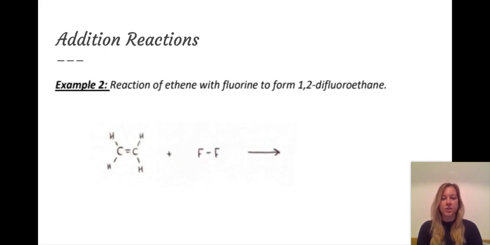Example 2, reaction of ethene with fluorine to form 1,2-difluoroethane. Again, double bond opens up, fluorine atoms join on, and it ends up looking like that.